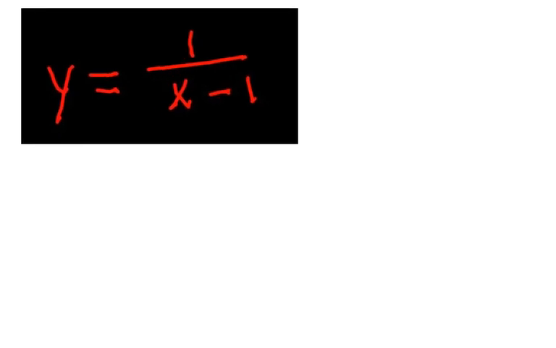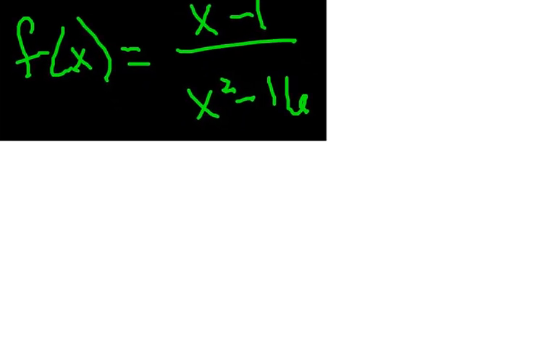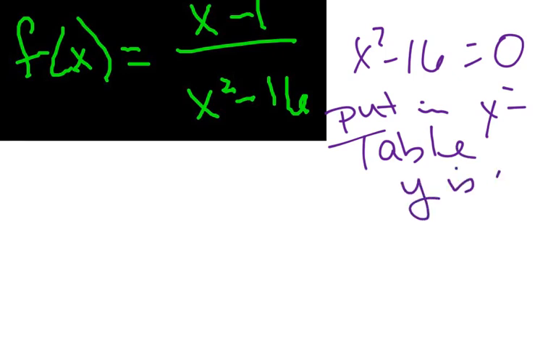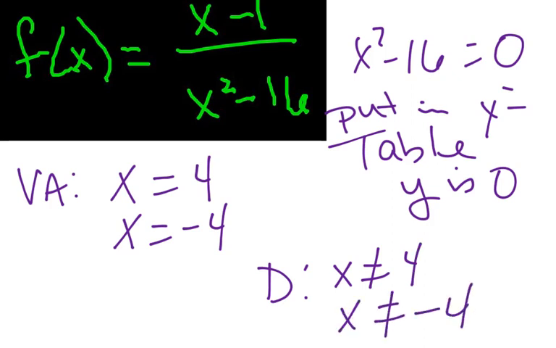So looking at this one, for the vertical asymptote, you're going to take x squared minus 16 equals 0. Anytime you have an x squared, I would put it in your calculator at y equals. I would go to my table, and I would find where y is 0. You ought to have two answers when you're talking about x squared. If you do that, you'll figure out that your vertical asymptotes are x equals 4 and x equals negative 4. This means that your domain is x is not equal to 4, and x is not equal to negative 4.